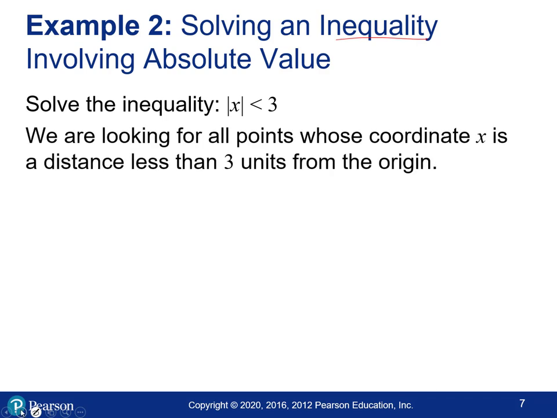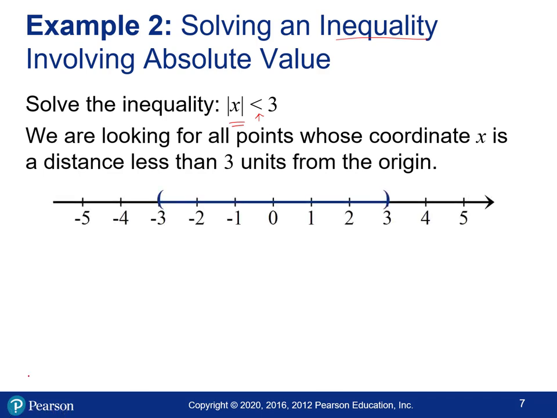This one says we are looking for points on our x-axis, or our real number line, that are less than 3 units from the origin, because notice this says the absolute value of x is less than 3. So that distance, we're looking for x that's less than 3 away from 0. On our number line we place 0, and we say, well, 3 is 3 units away, and negative 3 is also 3 units away.